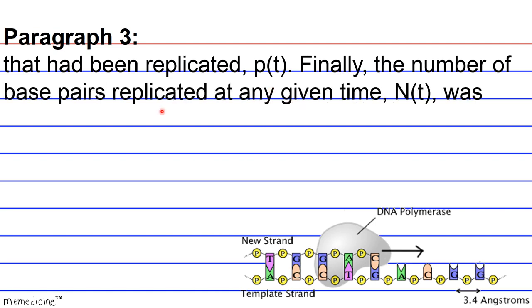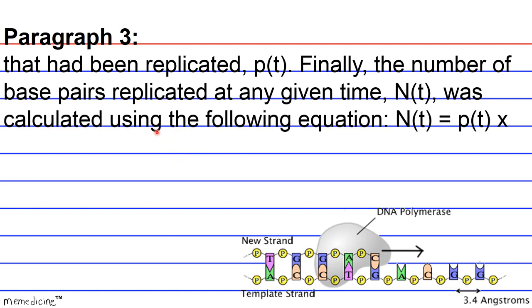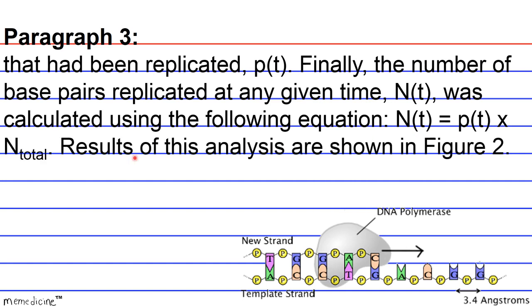Finally, the number of base pairs replicated at any given time, N of T, was calculated using the following equation. N of T is equivalent to P of T times N total. Results of this analysis are shown in Figure 2. So let's take a look at Figure 2.